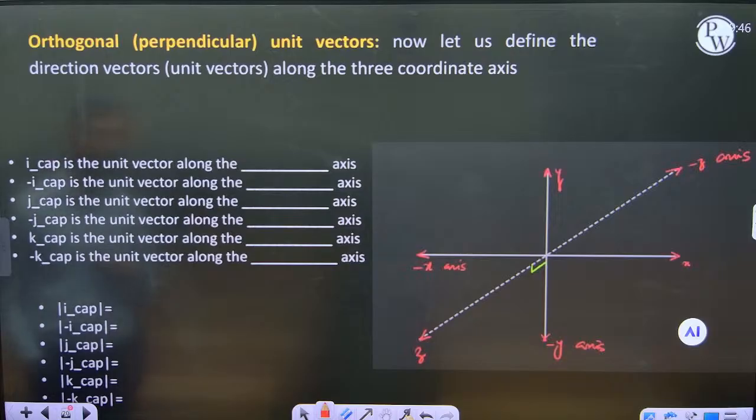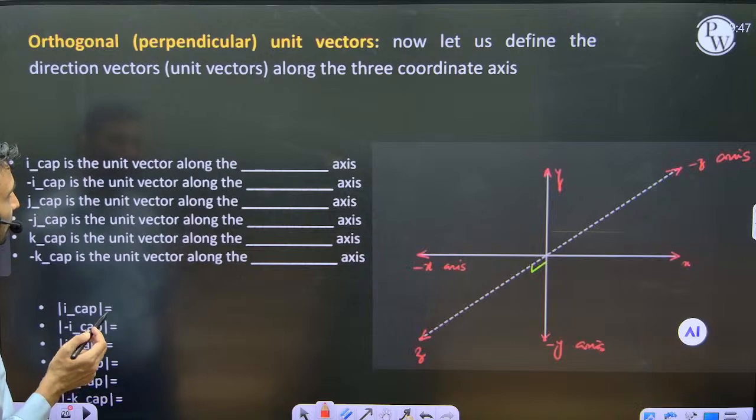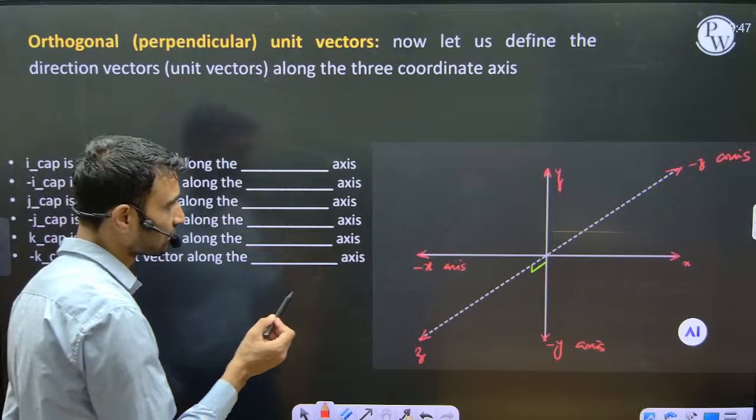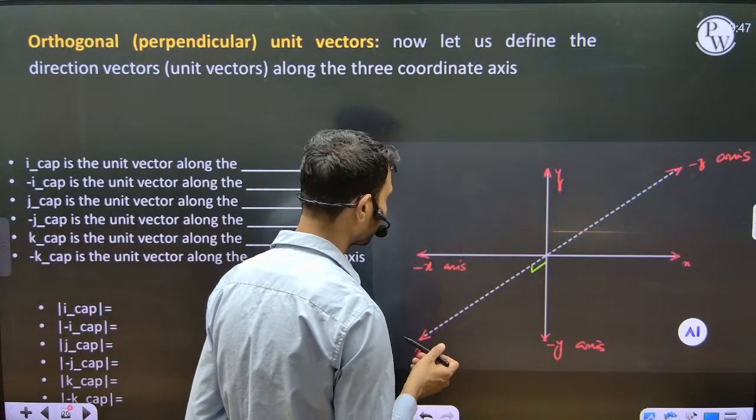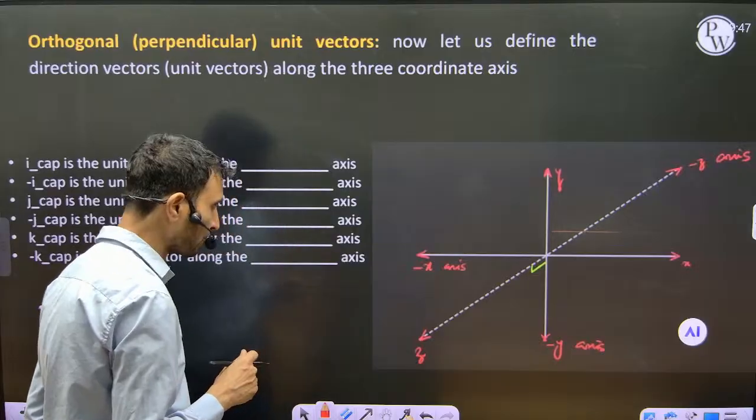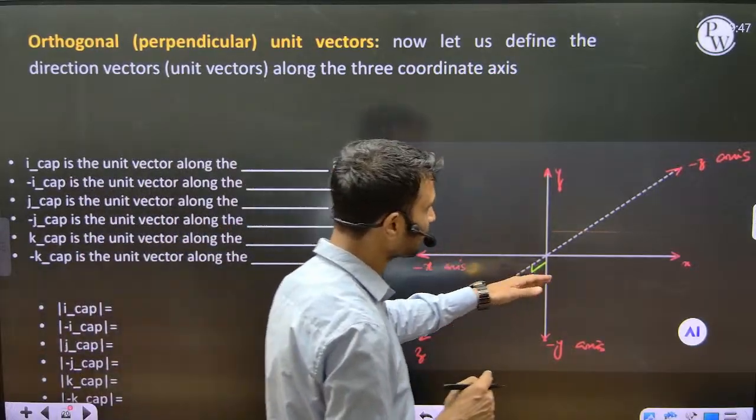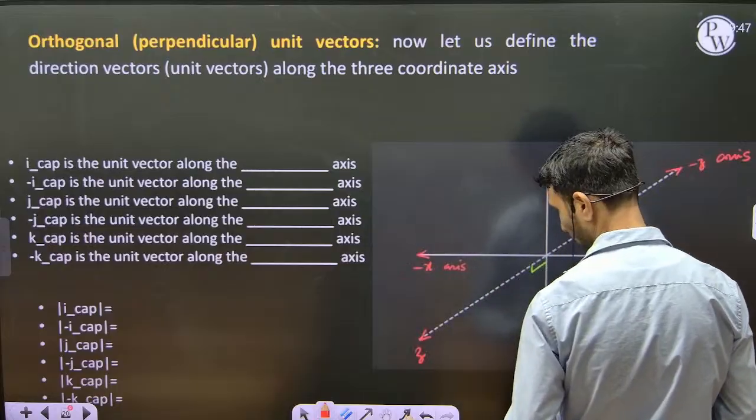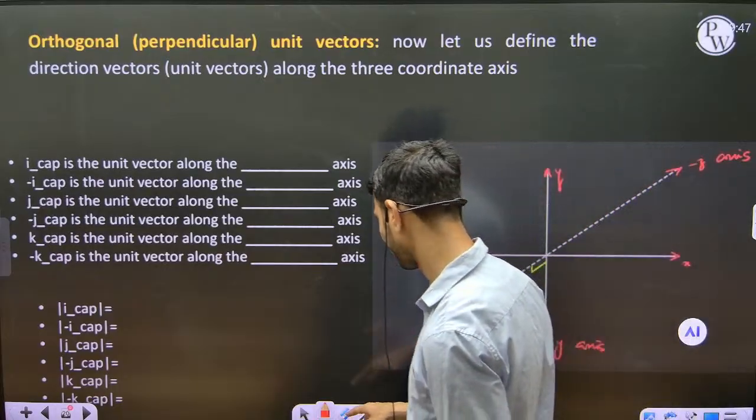Now, orthogonal means perpendicular unit vectors. So let us see what are perpendicular unit vectors. Let us define direction vectors that are unit vectors along the 3 coordinate axes. Like you have x, y and z axis. So there will be unit vectors along x, y and z axis, right? And which unit vectors are along that? Let's see.